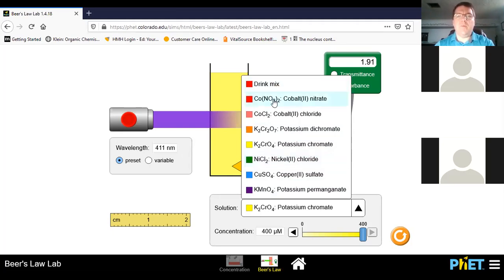Now, the drink mix and the cobalt compounds, they're all kind of in the red area. So you might expect that their wavelengths of absorption are going to be kind of similar to one another. But when you've got as many different colors as you have here, you're going to have different best wavelengths of absorption. So here's what I want you to do for tomorrow.